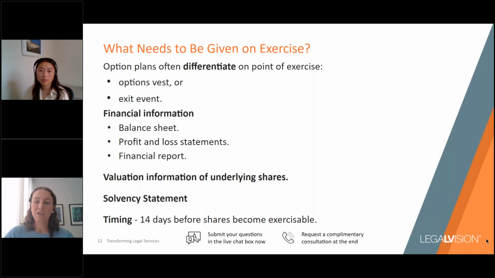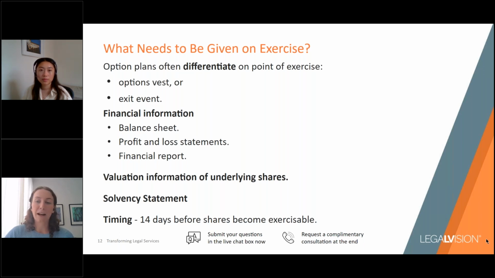So first, the financial information. The company needs to provide the employee with a balance sheet and a profit and loss statement that's prepared in accordance with accounting standards. However, if your company is required to lodge a financial report with ASIC under the Corporations Act, then this is the financial information that needs to be provided to the employee. And the relevant report will be the report for the most recent financial year.